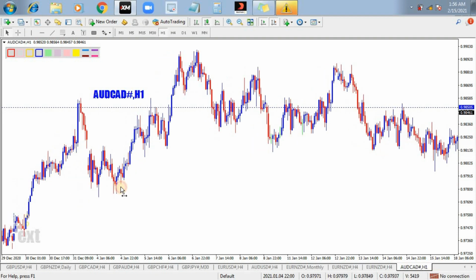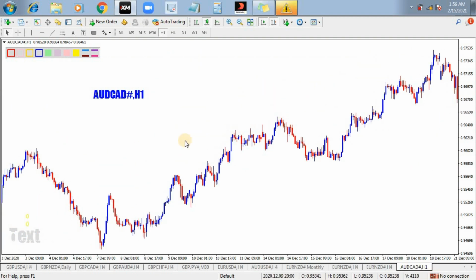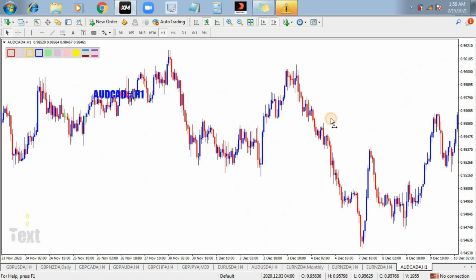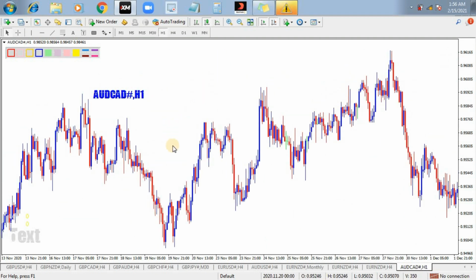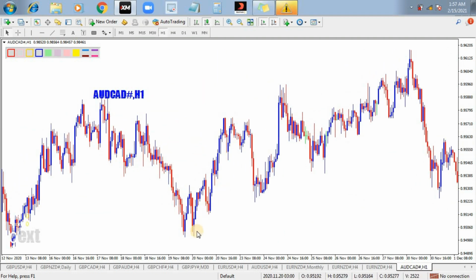I can show you a lot of examples. It's there, but you need to be very selective, guys. You won't find it on every pair every day. You need to be selective. Same thing here, rally, base, rally.